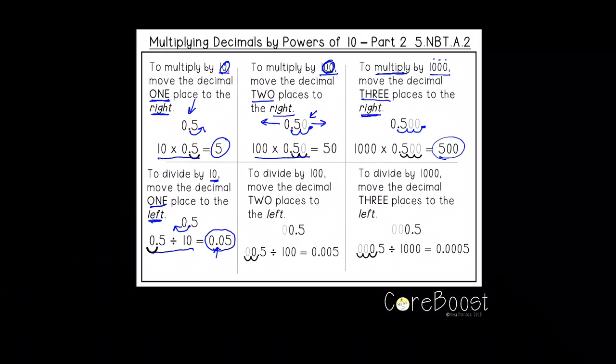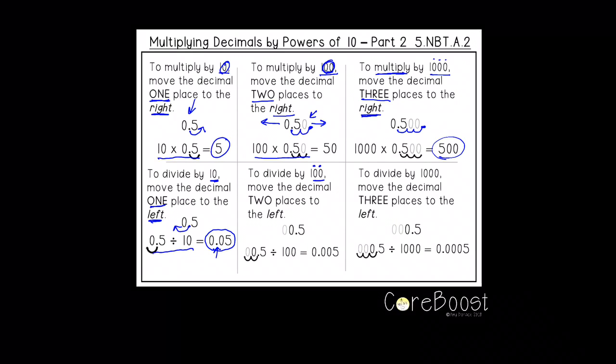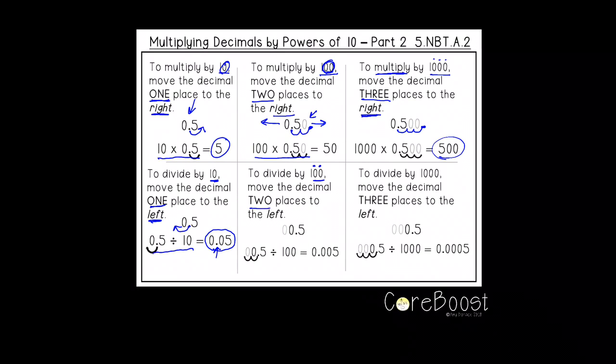It's over here now. To divide by 100, I have two zeros, right? So to divide by 100, I move the decimal two places to the left. So again, here I start with 5/10. And I say 1, 2. So 5/10 divided by 100, I have 5,000ths.